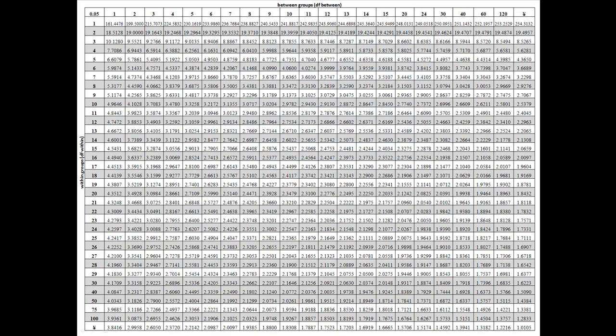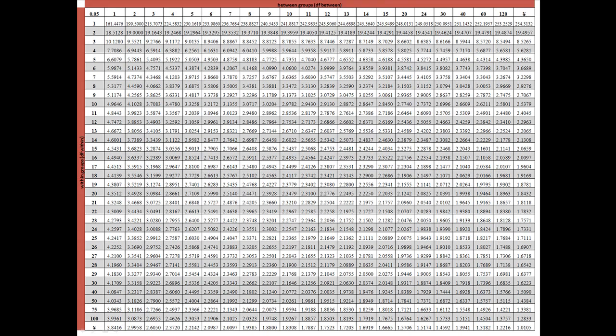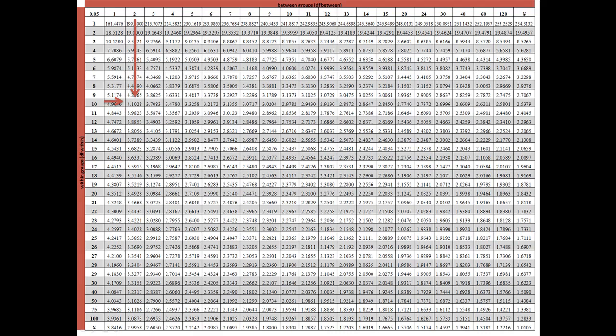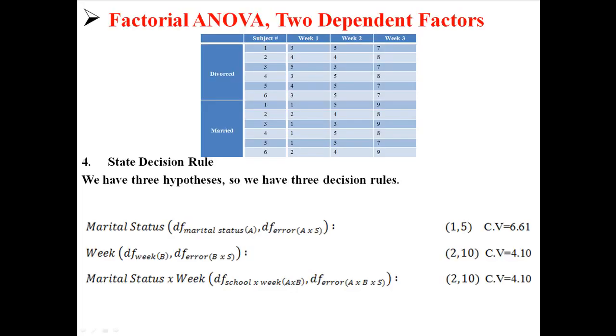So that means we're going to head to our F table, and we're going to look up, well, on the top we have between, on the side we have within. And first we're going to start by looking up 1 and 5. We're going to find a critical value of 6.6079. So that's going to be our critical value for marriage. We're going to use 6.61 for marital status, sorry. And now we're going to go back and look up 2 and 10, and we find a critical value of 4.1028. So our critical value for week and marital status by week are going to be 4.10 and 4.10.